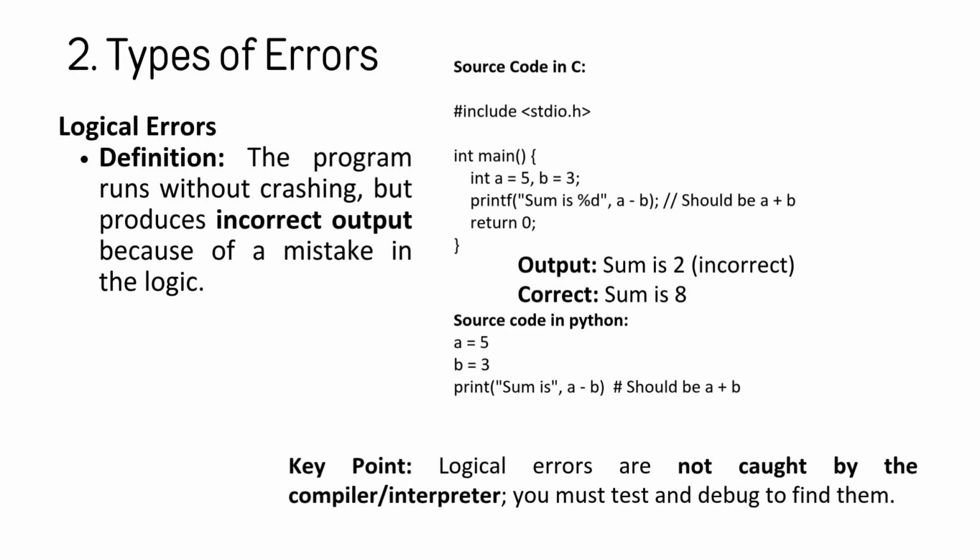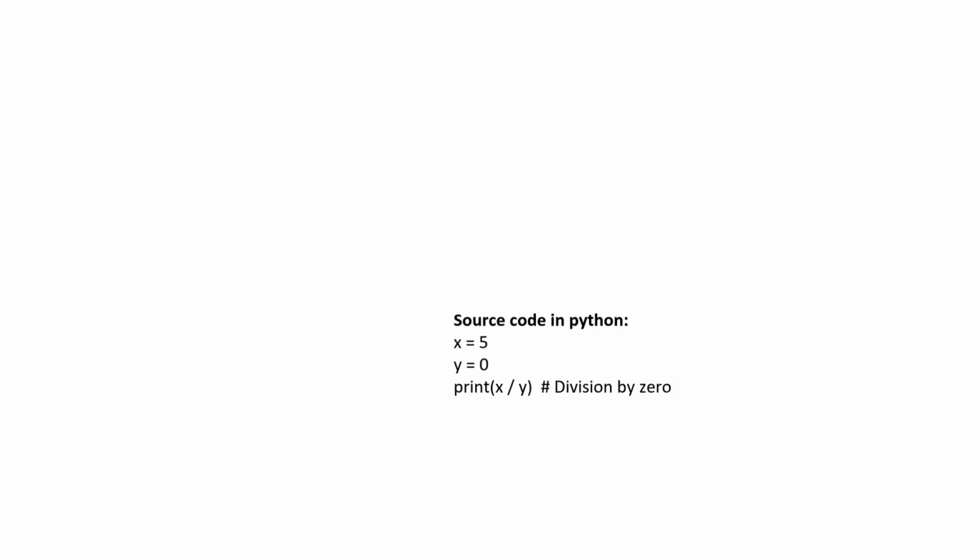Logical errors never stop your program, but they will produce the wrong output. Here we see that in the given program, the program is written for summation of two numbers, but it is producing the subtraction of these two numbers. So this is actually a logical error.